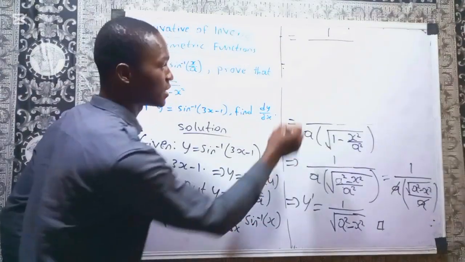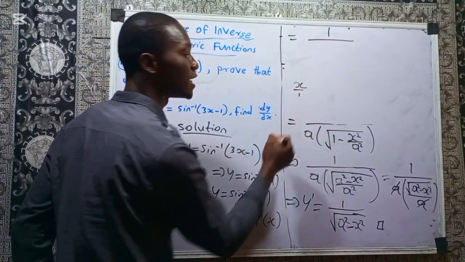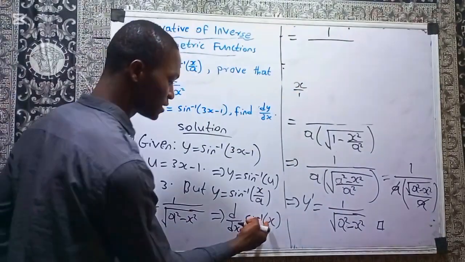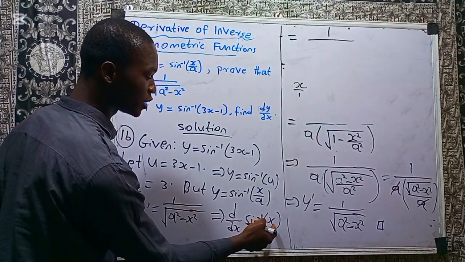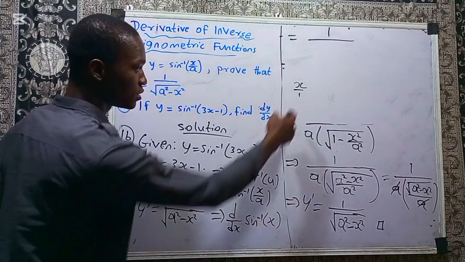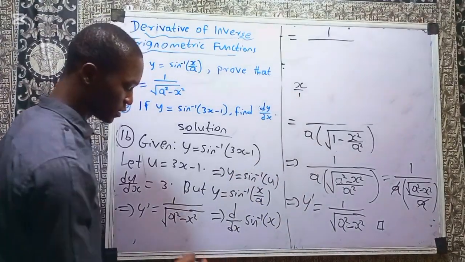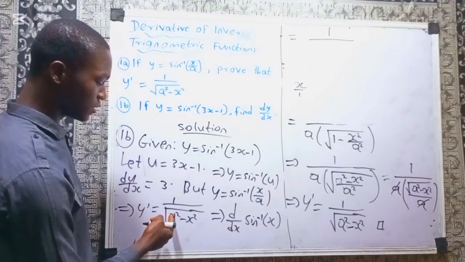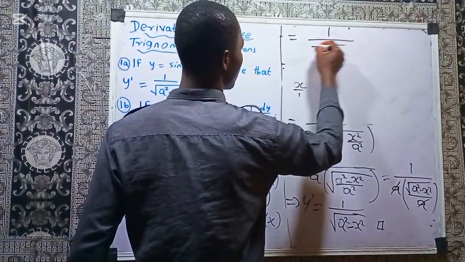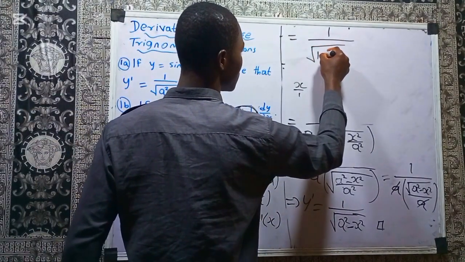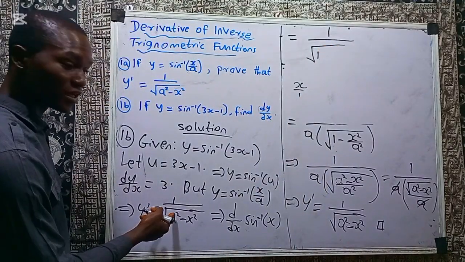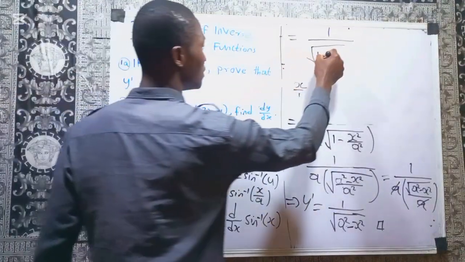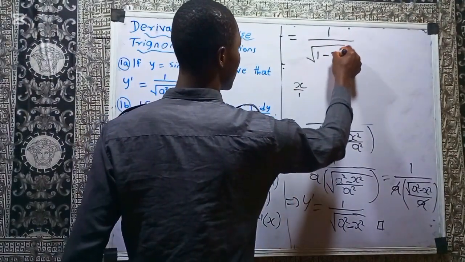Now, x is the same thing as x over 1, right? So in this case, our a, which is the denominator, is what? Our a is 1. So you put 1 here. So the derivative of sine inverse of x will be 1 over square root of 1 squared minus x squared, because we have a squared, and 1 squared is the same thing as 1.